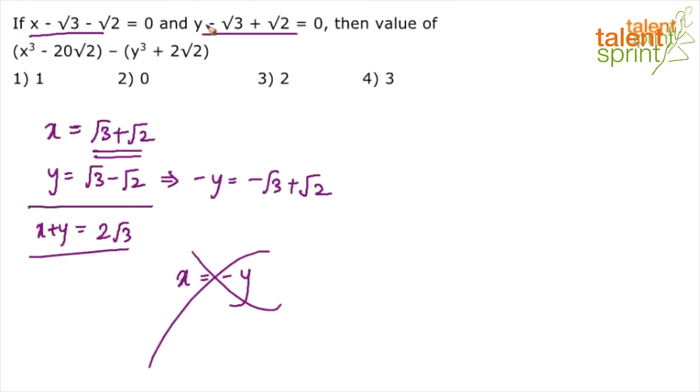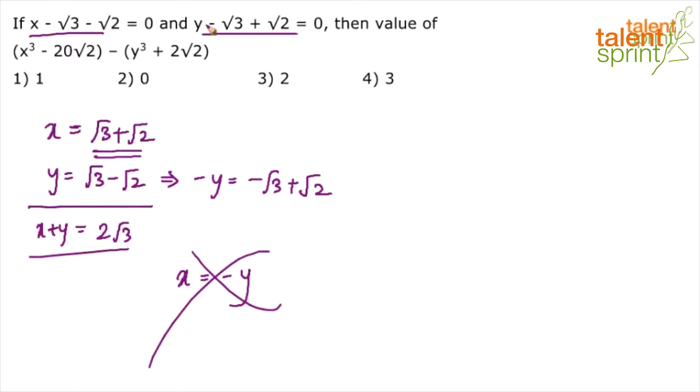Is that clear? Y minus root 3 plus x minus root 3 equals to 0. That is correct. But how do you get x plus y equals to 0 from that? Quick, Amarendra, waiting for your response.